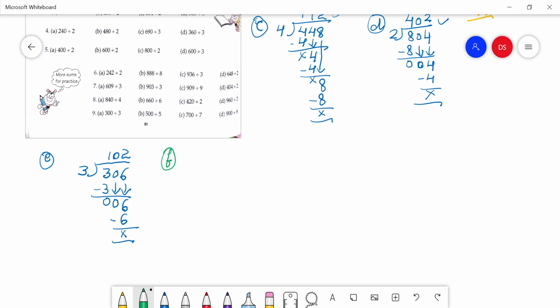Next question is 690 divided by 3. 3 2s are 6, cross, or we can write 0. We will take next digit down, that is 9. 3 3s are 9. Last number, that is 0. When we divide 0 by 3, the answer is 0. We will write 0 here like this. The answer is 230.